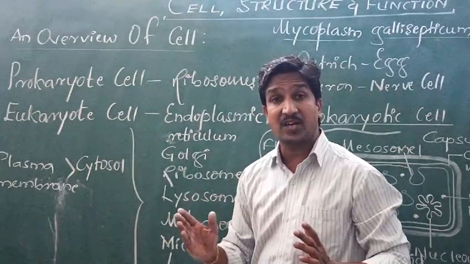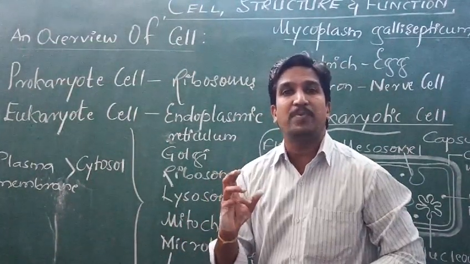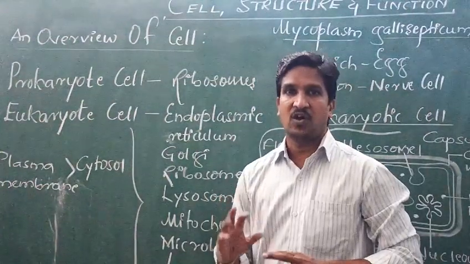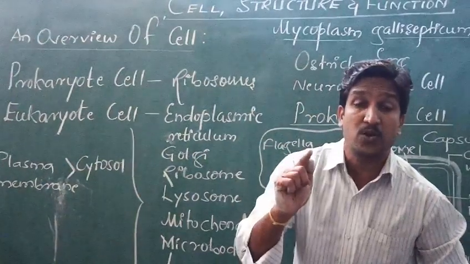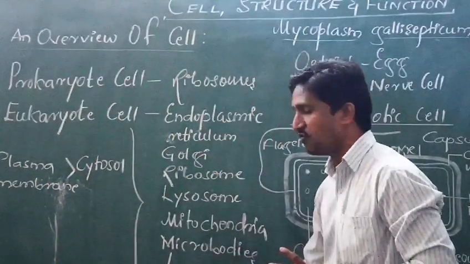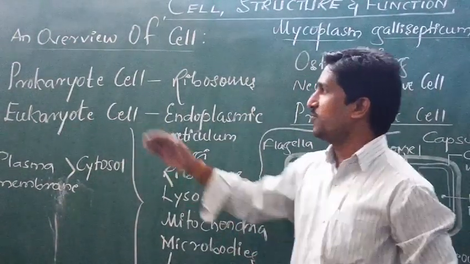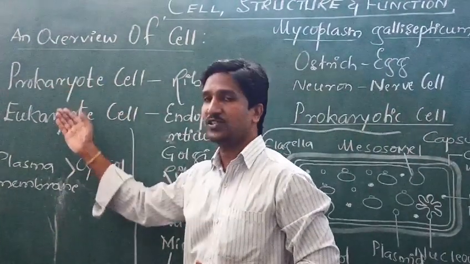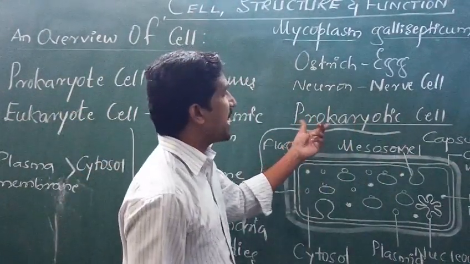Eukaryotic cells are the cells which contain a well-developed nucleus, or a well-organized nucleus with a developed nuclear membrane. That contains all these cell organelles. That's all. Right? We have to study the prokaryotic cell and the eukaryotic cell in detail. We will go for the study of the prokaryotic cell.